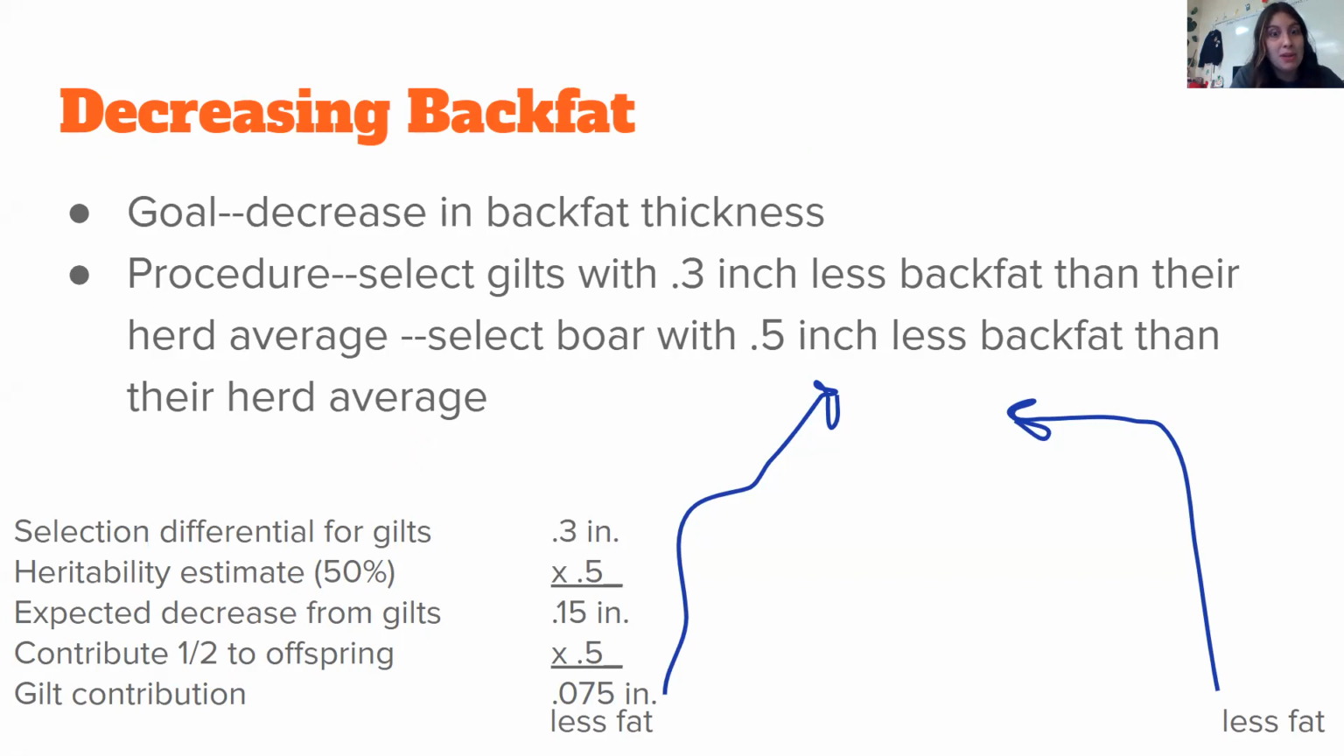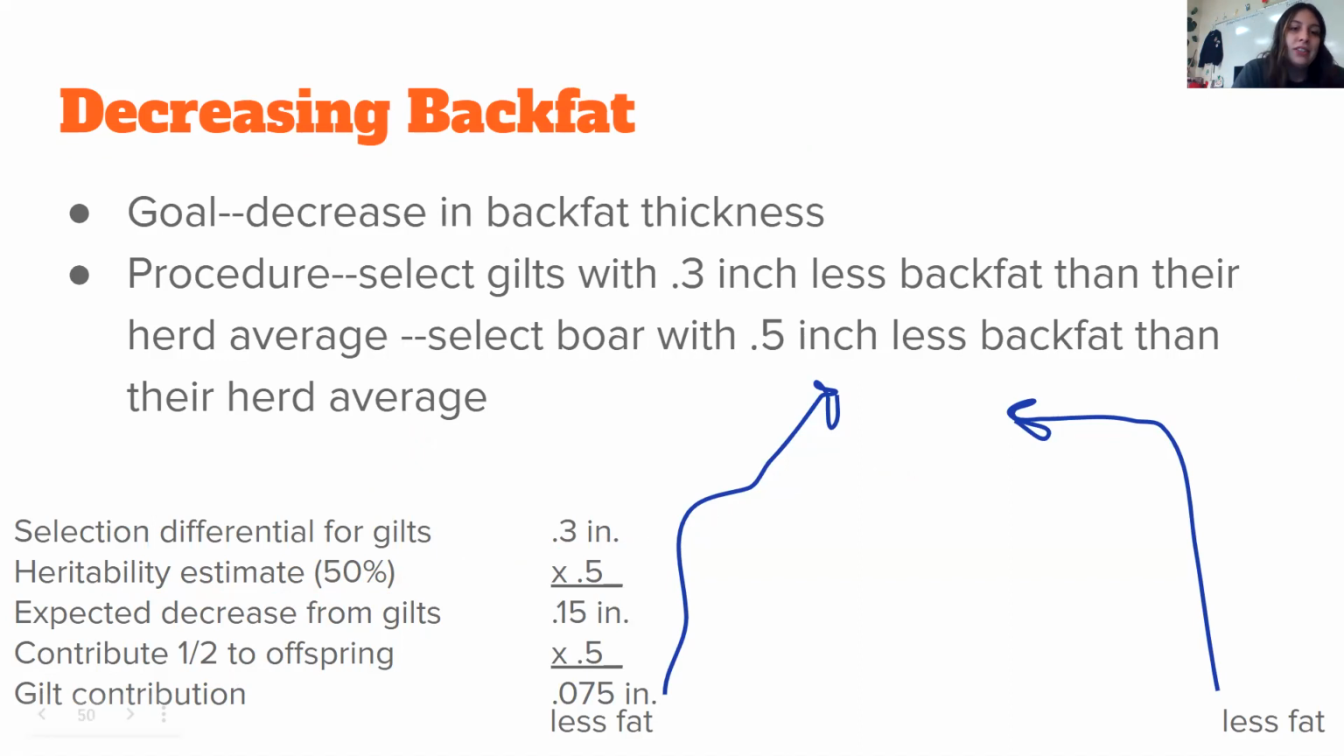All right, so we were talking about heritability estimates. A heritability estimate is literally just a percentage, in this case 50%, of how likely offspring are to inherit a trait or quality from their family, from their mother and father.